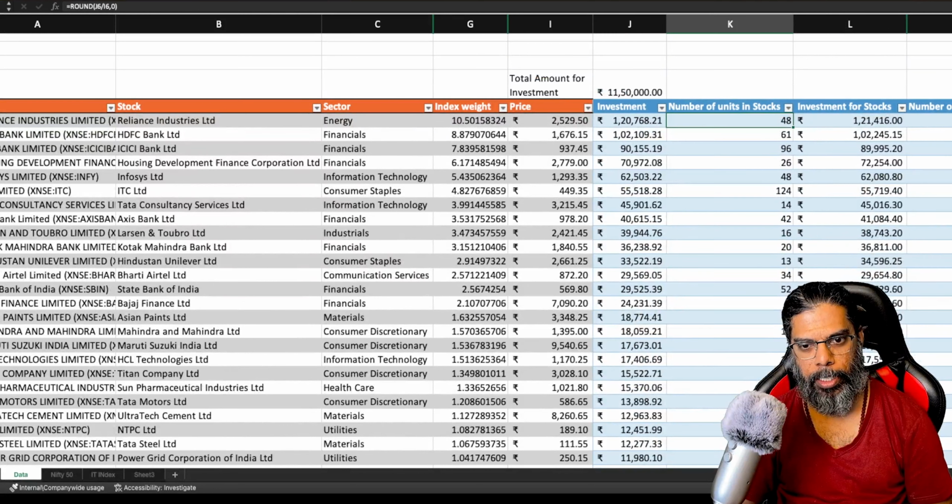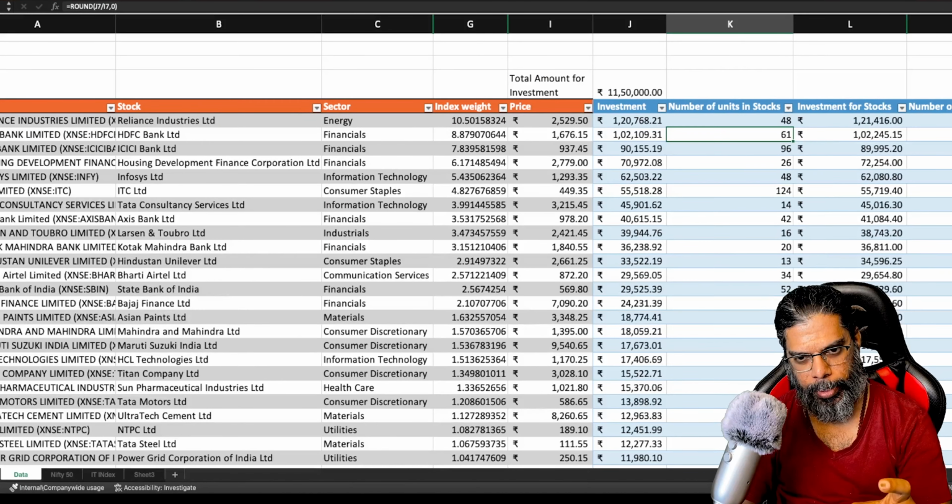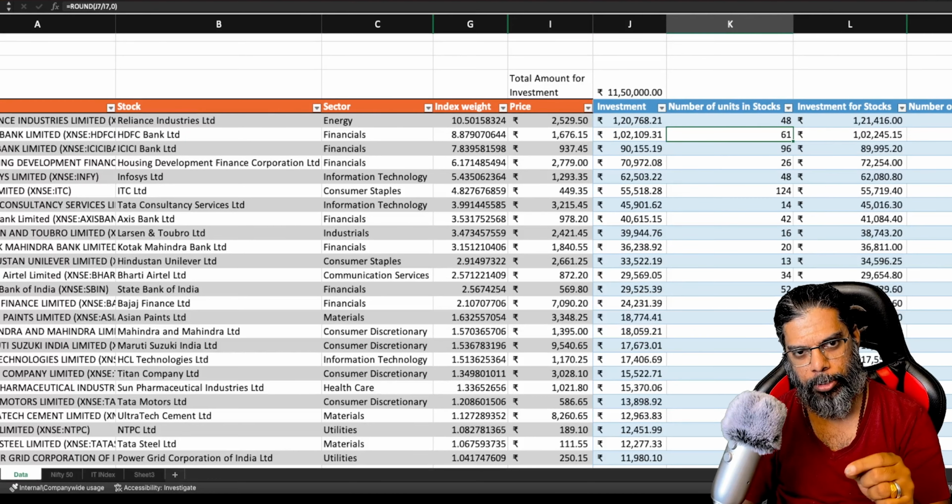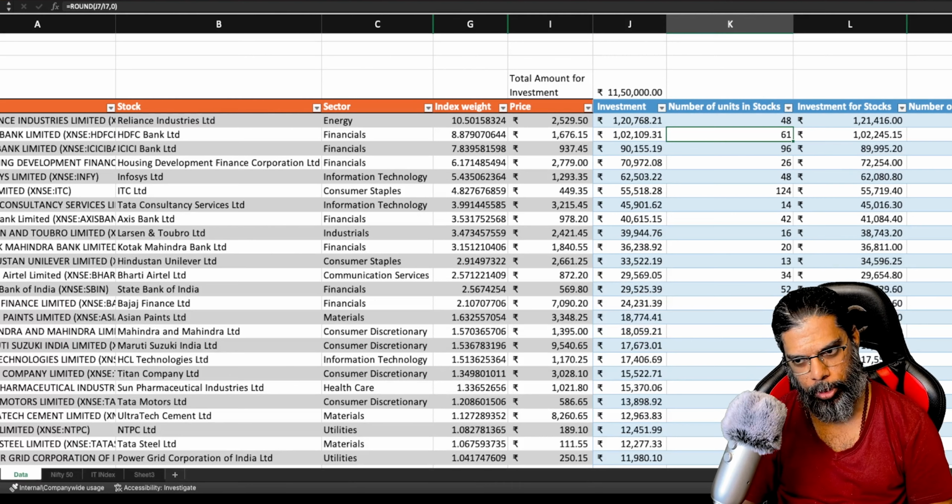You can see, for Reliance you have to buy 48 stocks. HDFC, you have to buy. If you want to replicate the exact Nifty 50 index, you need to invest this much. That is the replication of Nifty 50. If you want to invest directly in the stock market, you have to invest this much amount and buy this many stocks. That is the problem a Nifty 50 index fund or ETF helps you solve.